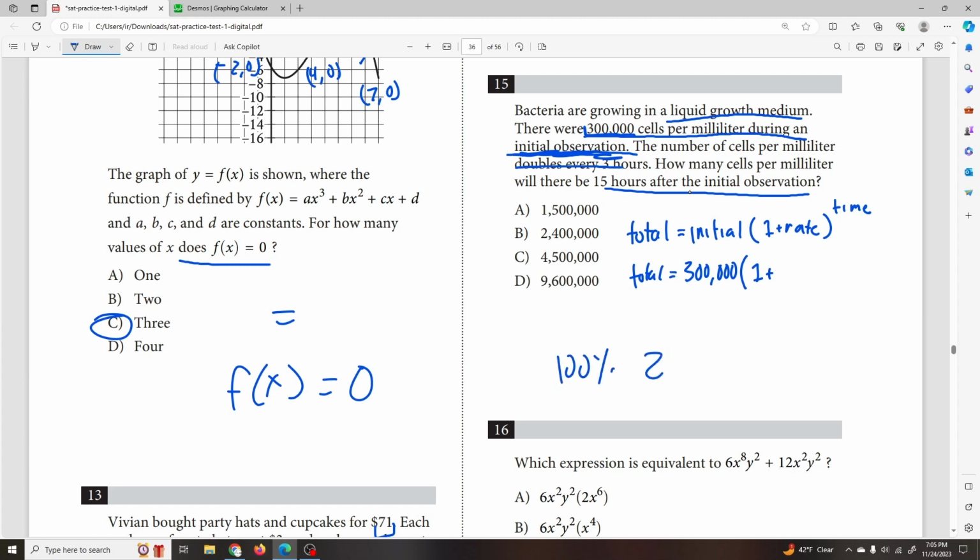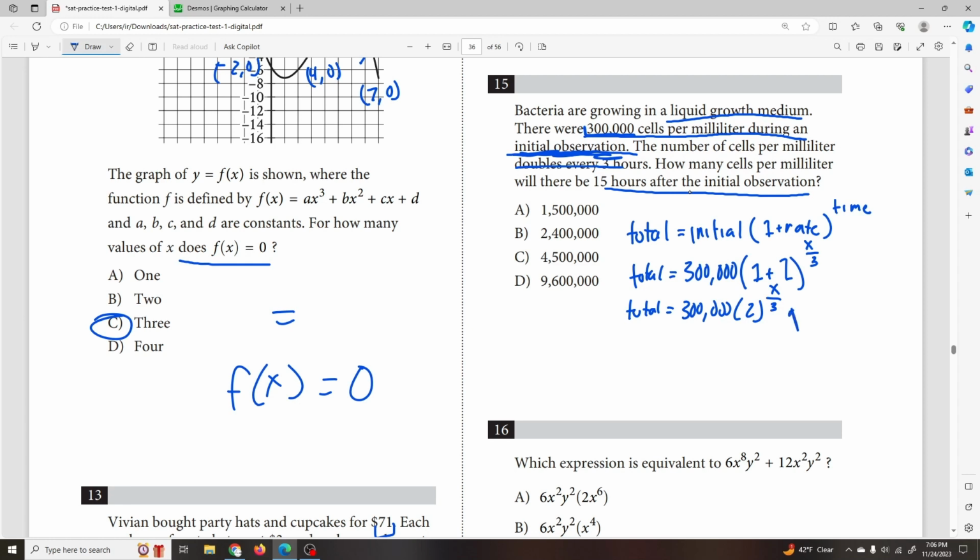For example, if I have 2 and I double my 2 to get 4, what's 100% of 2? 100% of 2 is 2, right? And 2 plus 2 is going to equal 4. So we're increasing by 100%, and 100% is just 1. And this is happening every x over 3 hours. So total is going to equal 300,000 times 2 raised to the power of x hours over 3.